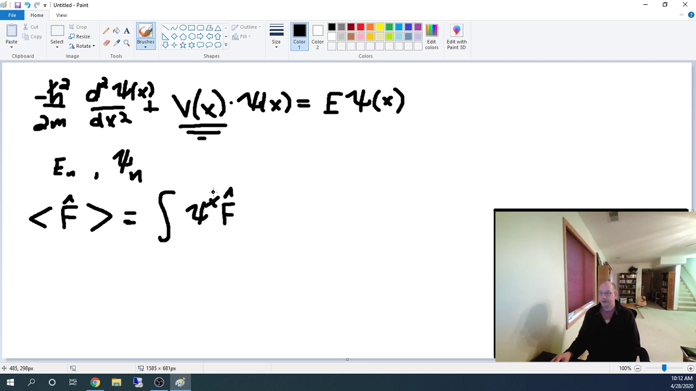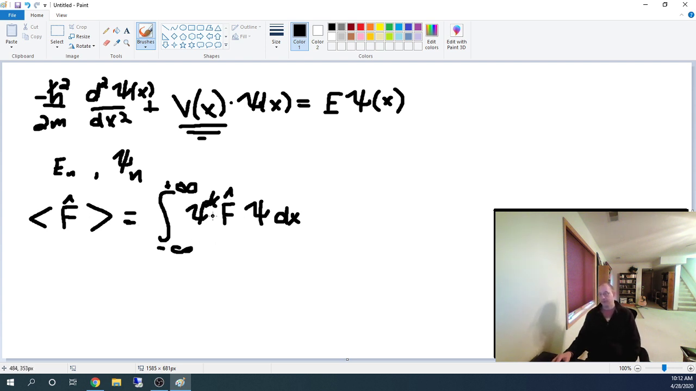So this is starred, actually. It's the complex conjugate. And I have to integrate over all of the wave function for all points. So this is what we call the expectation value of the operator F.